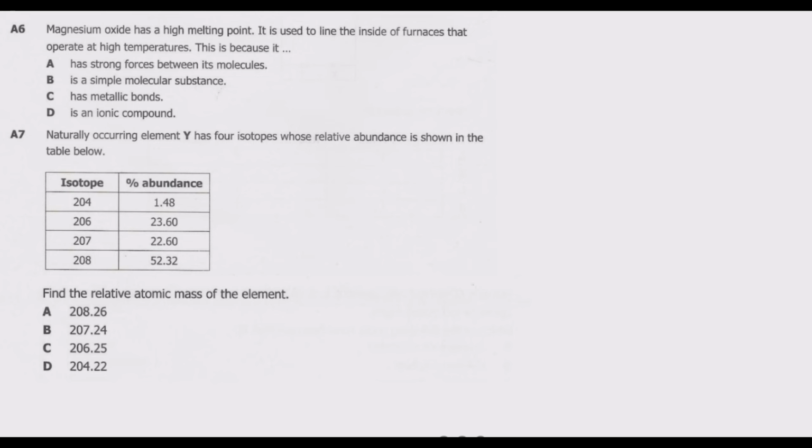D is an ionic compound. So what you know is this is basically made up of magnesium and the oxygen. Magnesium and the oxygen, that's the compound. So this one is not a metallic bond, because this is a metal, this is a non-metal. So basically the best answer would be D, which is ionic bond, the bond between a metal and a non-metal. So D is the best answer.